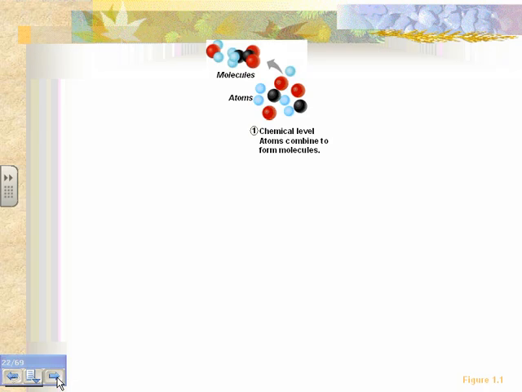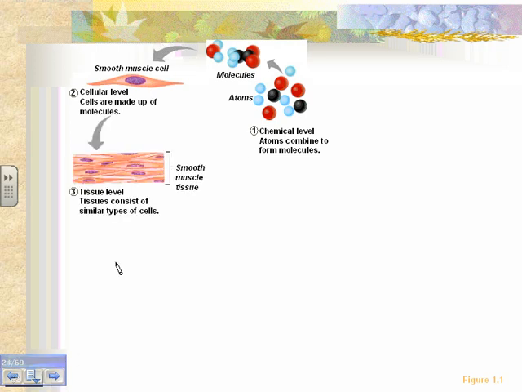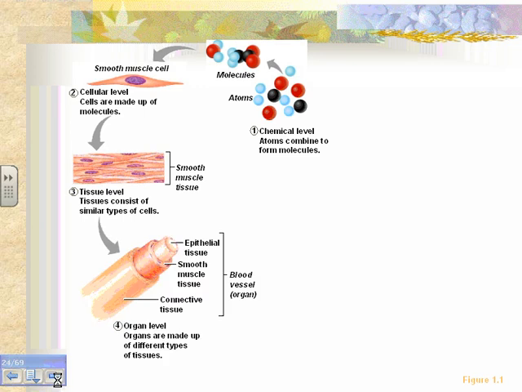Yay! Okay, so here's the chemical level. Atoms combine to make molecules. Molecules combine to make organelles, which then make muscle cells, or any kind of cell. The cells come together to make tissues. A bunch of tissues come together to make an organ. So a blood vessel is an organ because it's made of different tissues. You've got connective tissue, you've got smooth muscle tissue, epithelial tissue. Those are three different tissues that are coming together to make an organ.